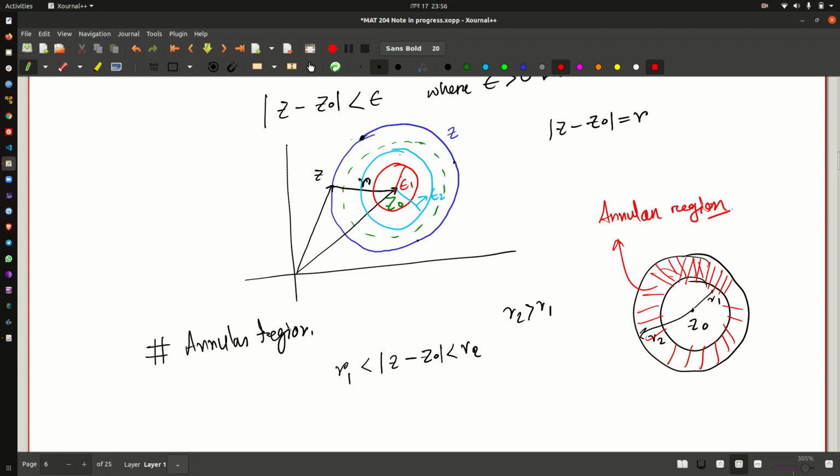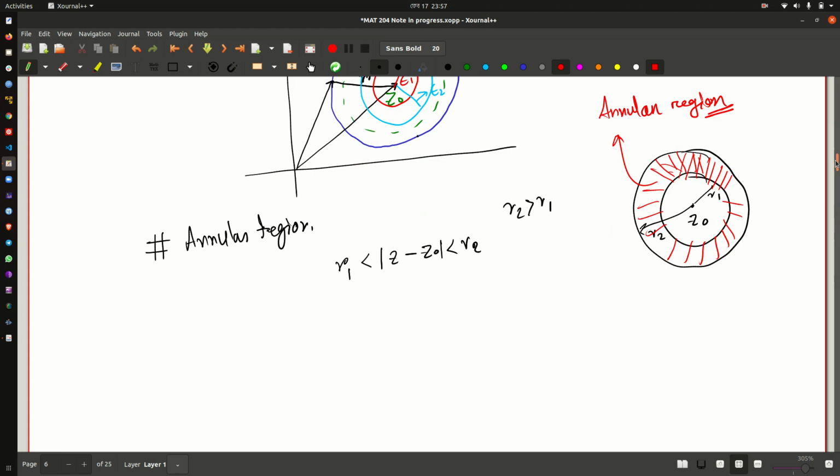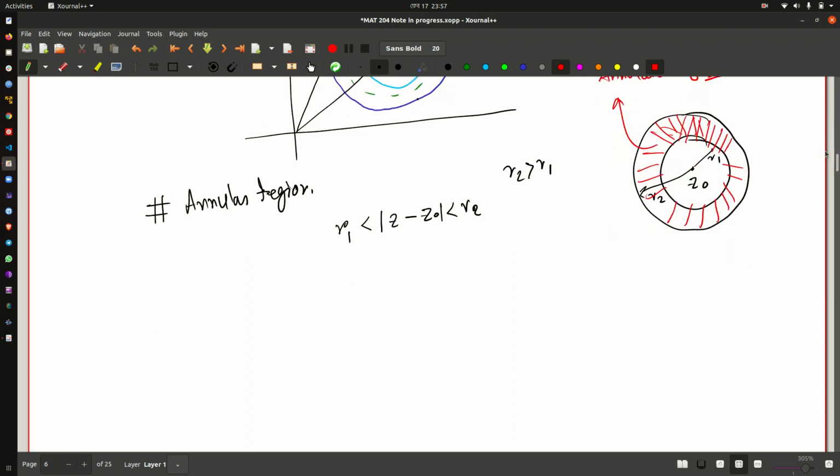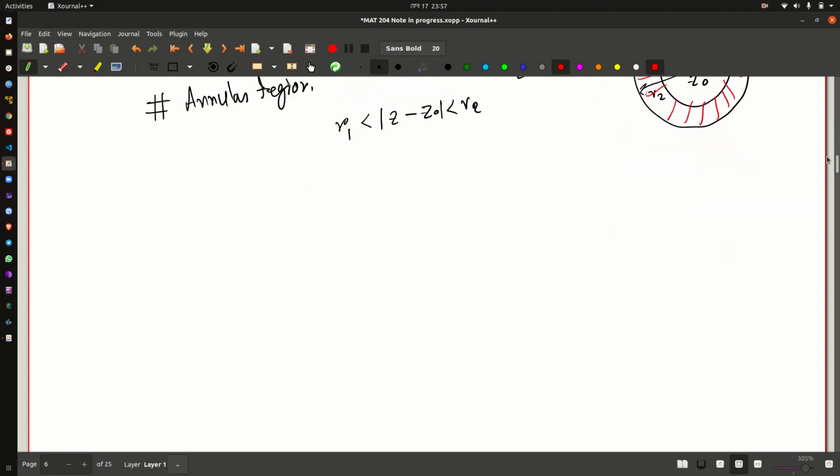Okay, now that we are done with the definitions of neighborhood and annular region, or annulus, whatever you want to call it, let's move on to another important definition, that is interior points.